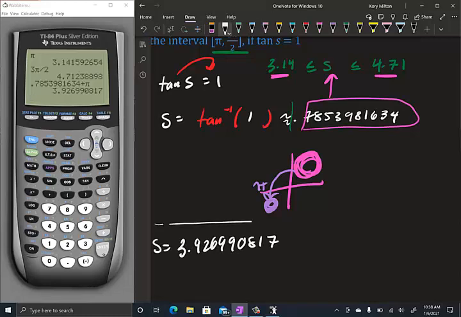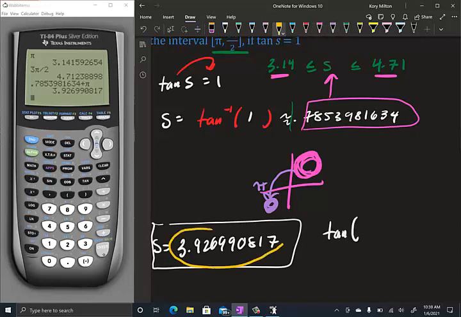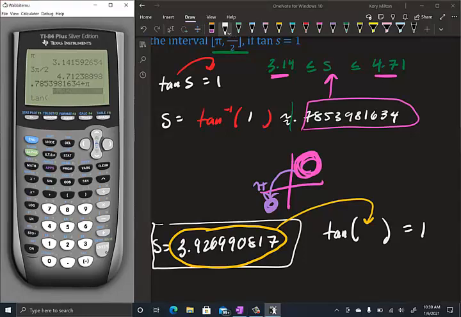Now we should check it. Why should we check it? Because we had to add something to get to the quadrant we needed. So let's check our answer. To check our answer, we're going to plug it back in. So we're going to do tangent s. So this is the value of s. It should equal 1 when we plug it in. So we do tangent, and then our value, highlight it, press enter, and it equals 1. So it checks out. That is the answer.